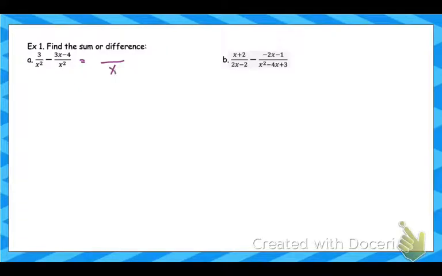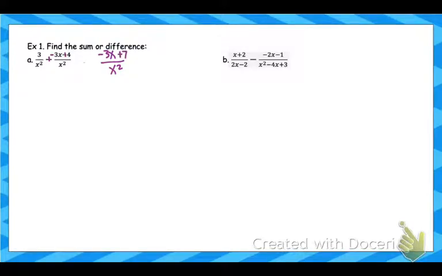Now you need to be careful though whenever you subtract. Whenever you subtract, you need to remember you are subtracting the entire numerator. So this would be a negative 3x, and it's got to be 3 minus negative 4, which is the same thing as 3 plus 4, which is 7.